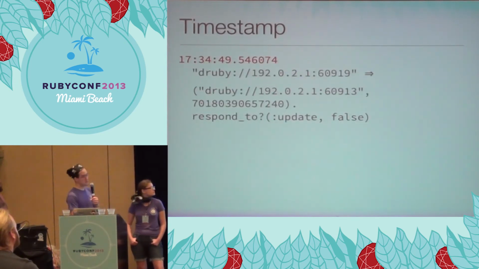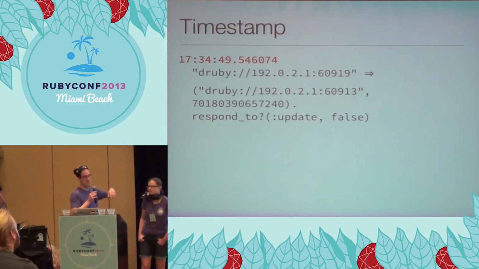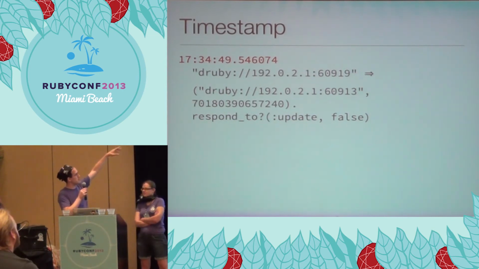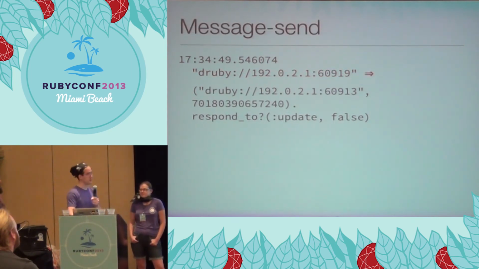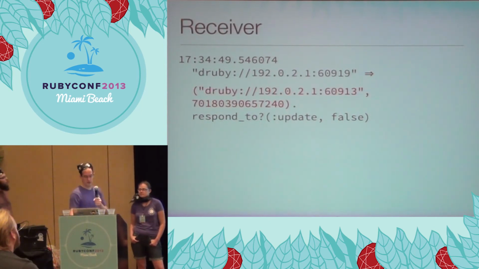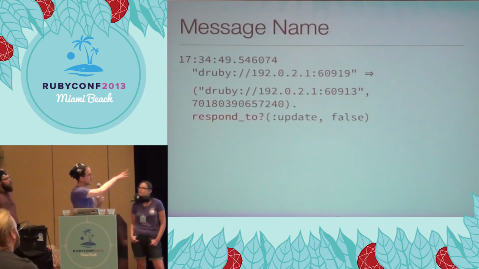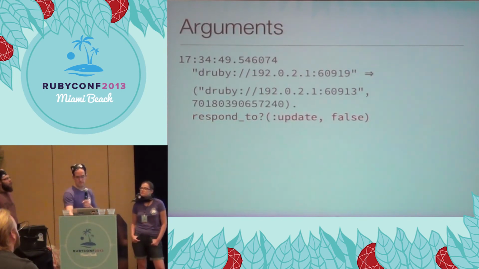And these slides were supposed to be skipped, but I'll run through them. So this is the output of a message send. You've got the timestamp there at the top, the message sending address. This arrow says it's going out. It's message send. The message receipt address, and the message name, and the arguments are last.